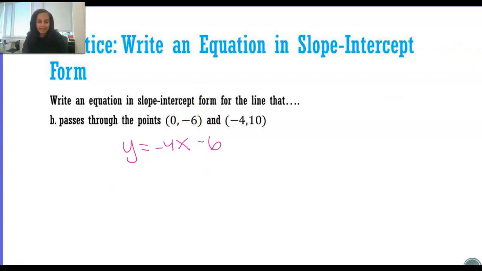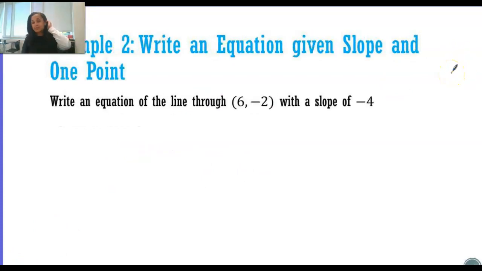I sure hope so. For example 2 that I'm going to work out with you, we're going to write this equation, but we're given a slope and just 1 point this time. Whenever you're given a slope and 1 point, your best bet is to go with point-slope form. So x1, y1, and then this would be my m. What I'm going to do is write out the formula just so we can recall what that looks like.